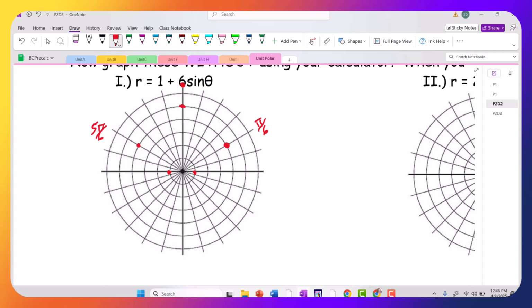Okay, so from this, how do I get this? So it does go through the origin. So how do I get my negatives? Let's kind of hash that out. Well, let's do 7 pi over 6. Sine of 7 pi over 6 is negative a half. Negative a half of 6 is negative 3. Negative 3 plus 1 is negative 2. So it's at 7 pi over 6, comma, negative 2. That's the loop. So this is going to loop out.